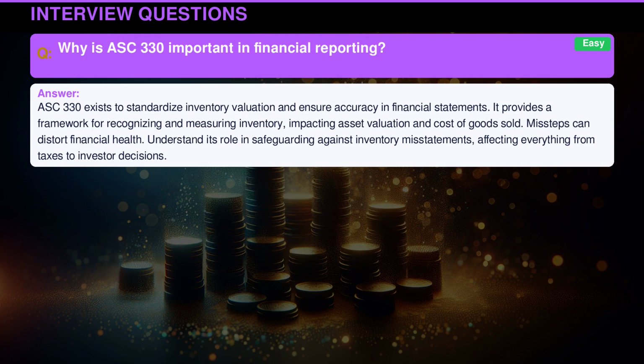ASC 330 exists to standardize inventory valuation and ensure accuracy in financial statements. It provides a framework for recognizing and measuring inventory, impacting asset valuation and cost of goods sold. Missteps can distort financial health. Understand its role in safeguarding against inventory misstatements, affecting everything from taxes to investor decisions.